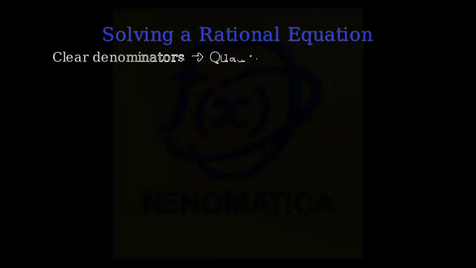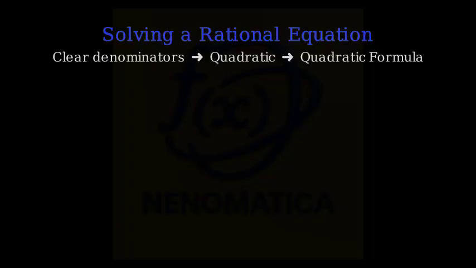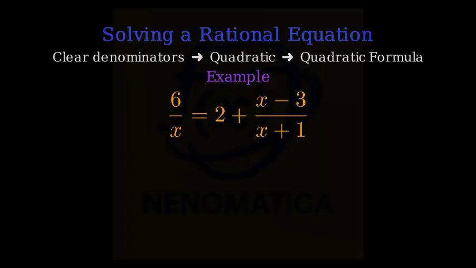In this example, we will solve a rational equation by clearing denominators, simplifying to a quadratic, and using the quadratic formula. First, note the domain restrictions. Denominators cannot be 0, so x cannot equal 0, and x cannot equal -1. Step 1. Clear fractions by multiplying both sides by the least common denominator, which is x times x plus 1.